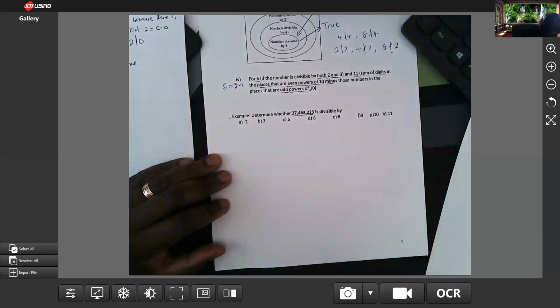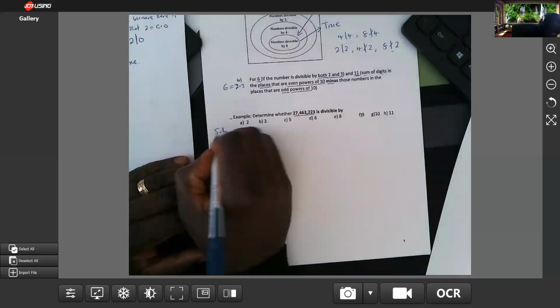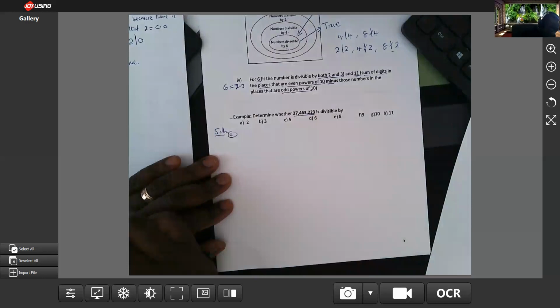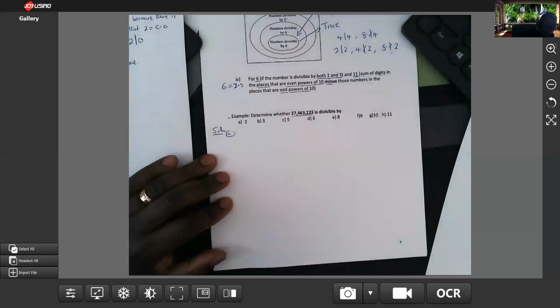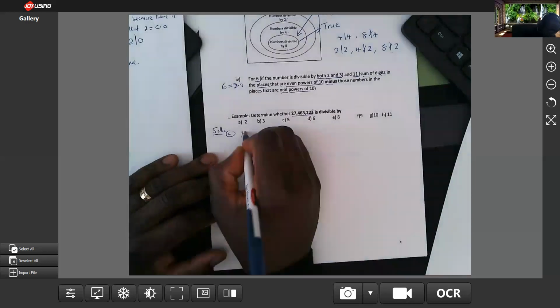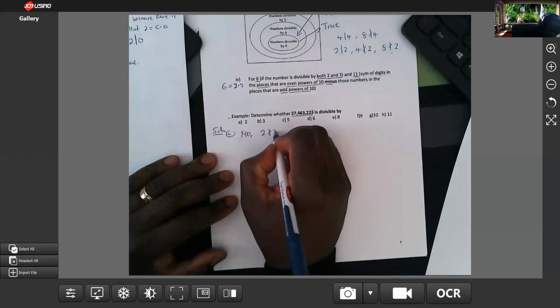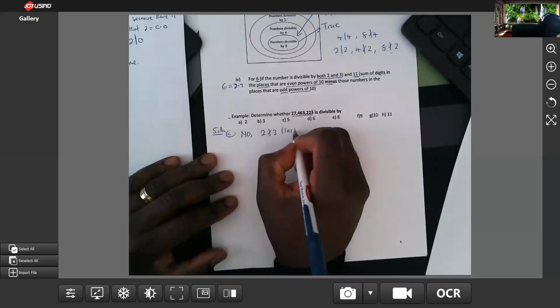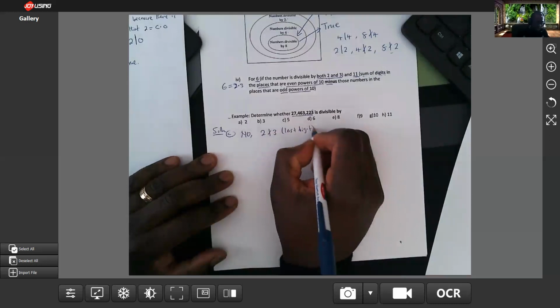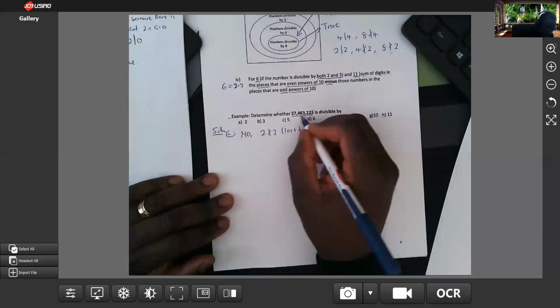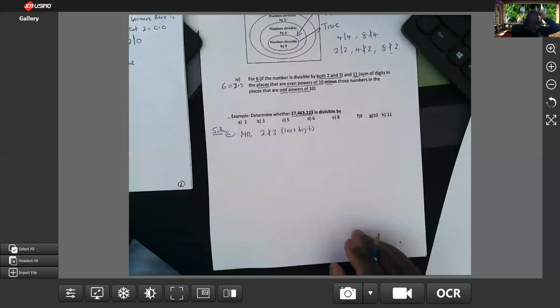Okay. So for A, let's do for A. Is this number divisible by 2? We look at the last digit, which must be an even number. So the answer is no, because 2 does not divide 3, which is the last digit. It must be even. So we say that the number here, 27,463,223, is not divisible by 2.